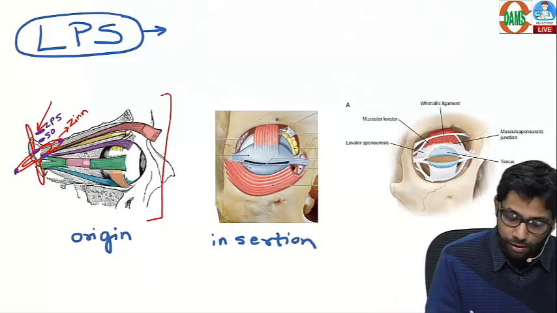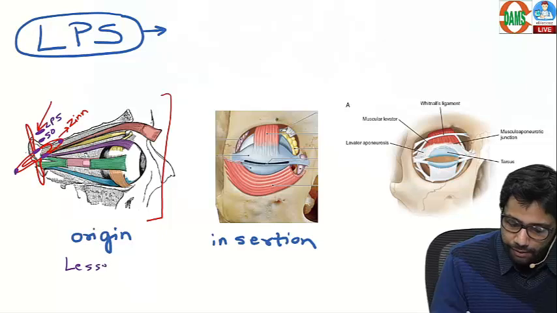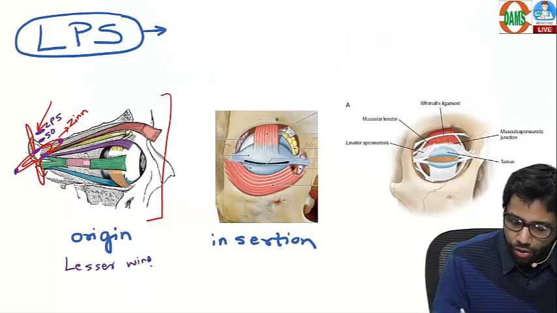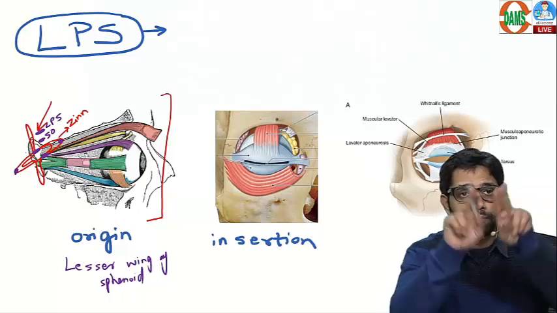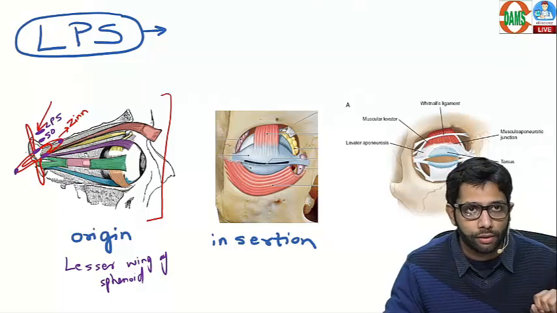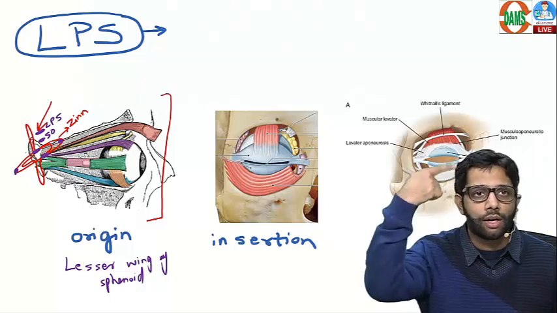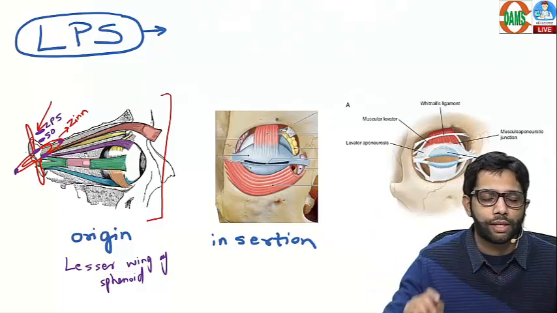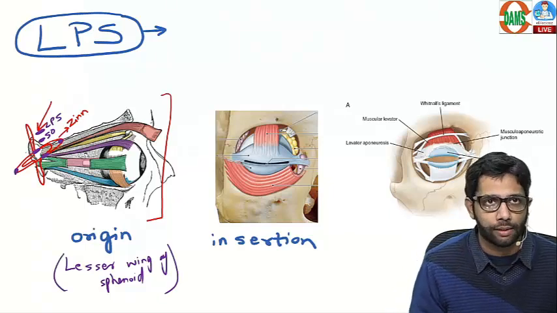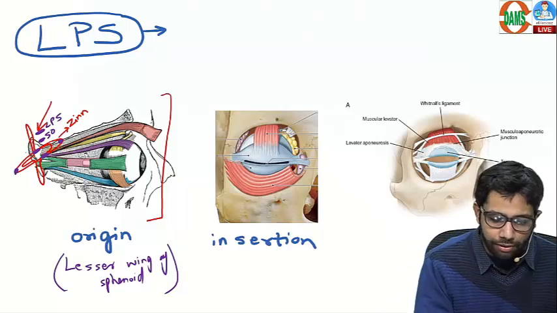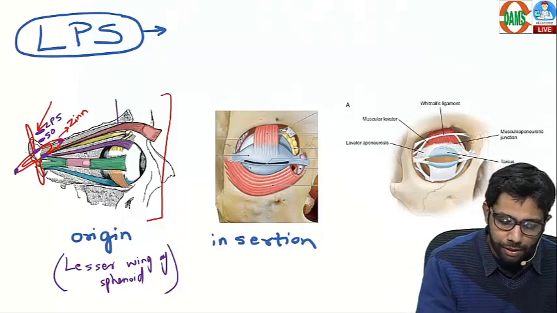From which bone? That is important. From the lesser wing of sphenoid. And in which part of the wall of the orbit is it present? Roof of the orbit. Greater wing in the lateral wall, lesser wing in the roof, and body in the medial wall. So from the roof of the orbit, LPS is originating. Then it travels. See, it is traveling. This is the LPS muscle I am marking.